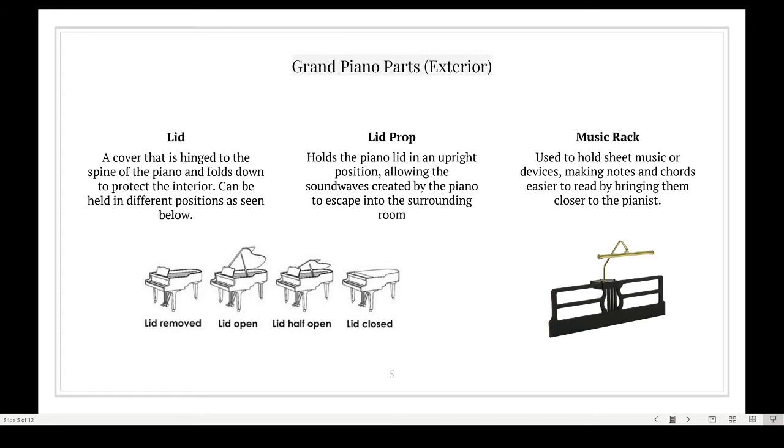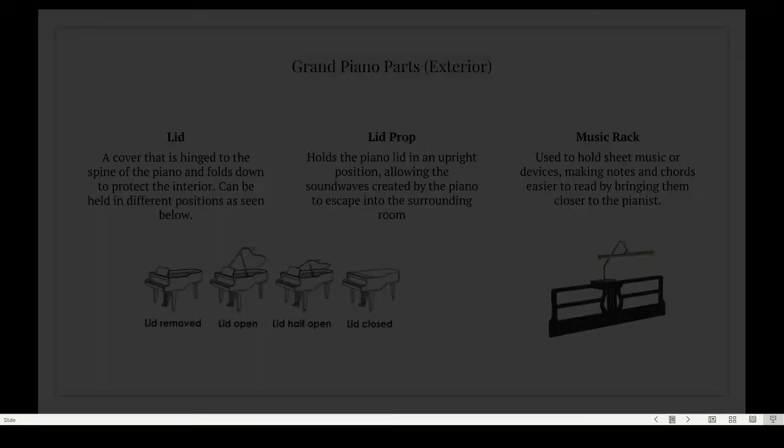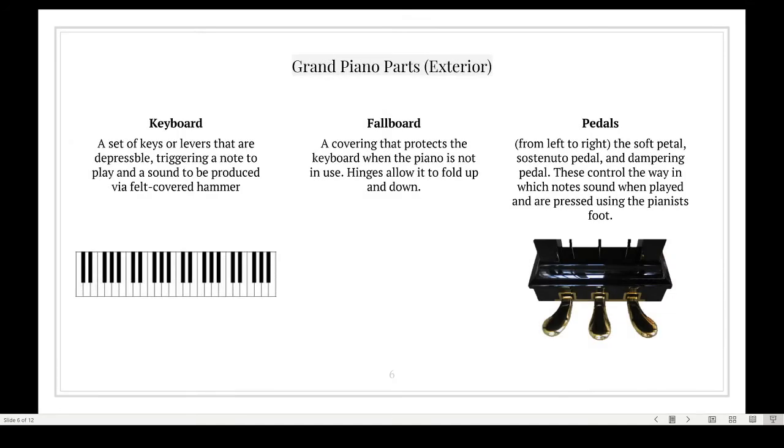Music racks are used to hold sheet music or devices, making notes and chords easier to read by bringing them closer to the pianist. A keyboard is a set of keys or levers that are depressible, triggering a note to play and a sound to be produced via a felt-covered hammer. A fallboard is a covering that protects the keyboard when the piano is not in use. Hinges allow it to fold up and down.